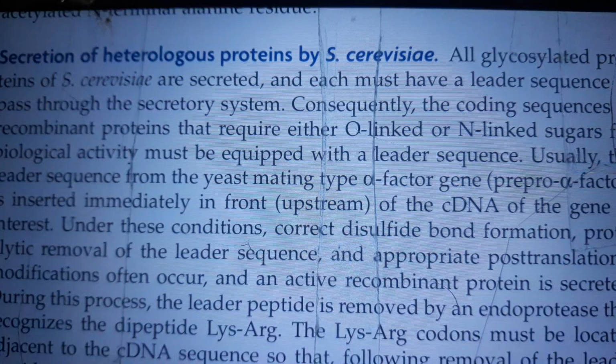Secretion of heterologous proteins by S. cerevisiae. All glycosylated proteins of S. cerevisiae are secreted, and each must have a leader sequence to pass through the secretory system. Consequently, the coding sequence for recombinant proteins that require either O-linked or N-linked sugars for biological activity must be equipped with a leader sequence.